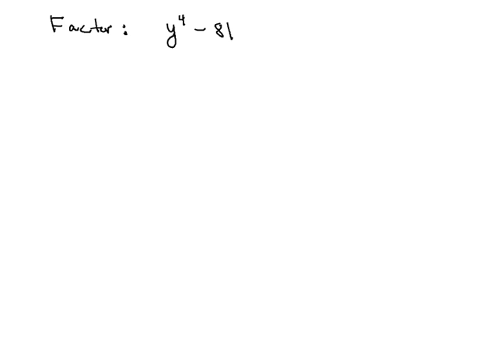Now, before we do that, let's remind ourselves of what the formula is for factoring the difference of two squares. If we have a squared minus b squared, that will factor into the difference of the square roots of the two terms multiplied by the sum of the square roots of the two terms.